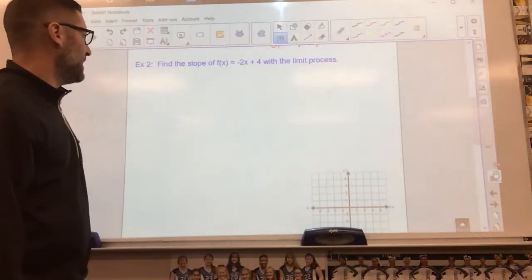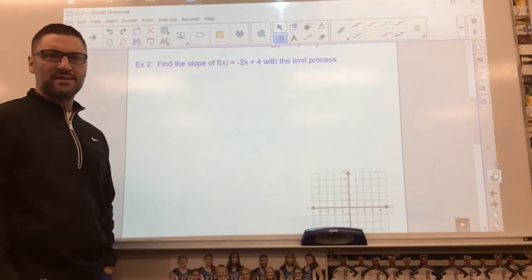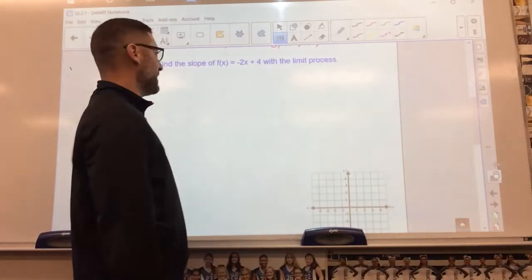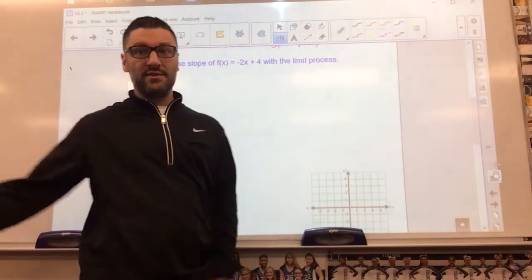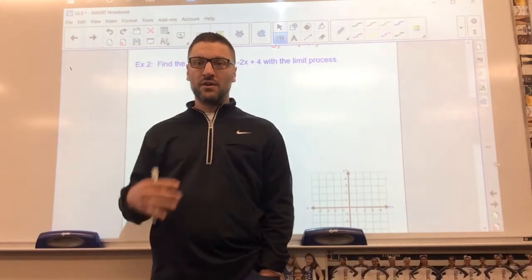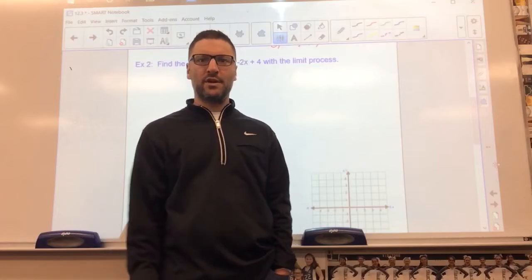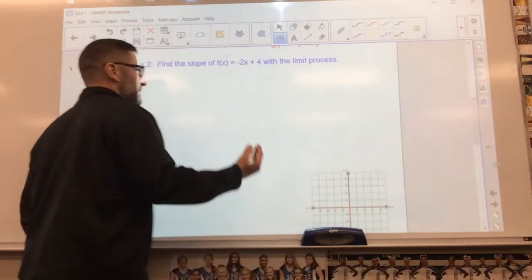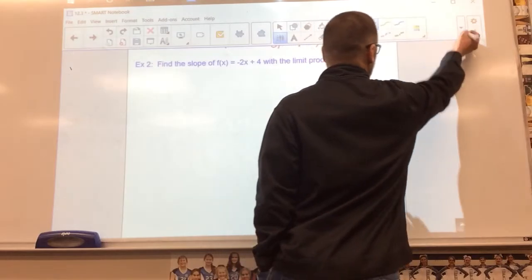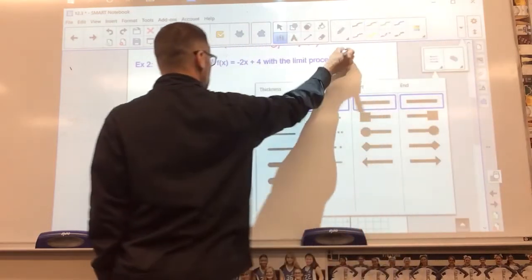All right, let's do this one. Find the slope with the limit process. Now, before I even do it, I know the instant rate of change because this is a line. The instant rate of change is negative 2. So if it's a line, I know the answer. I'm still going to use this process because it still works. Let's try it with this limit process. I know what it's going to come out at.